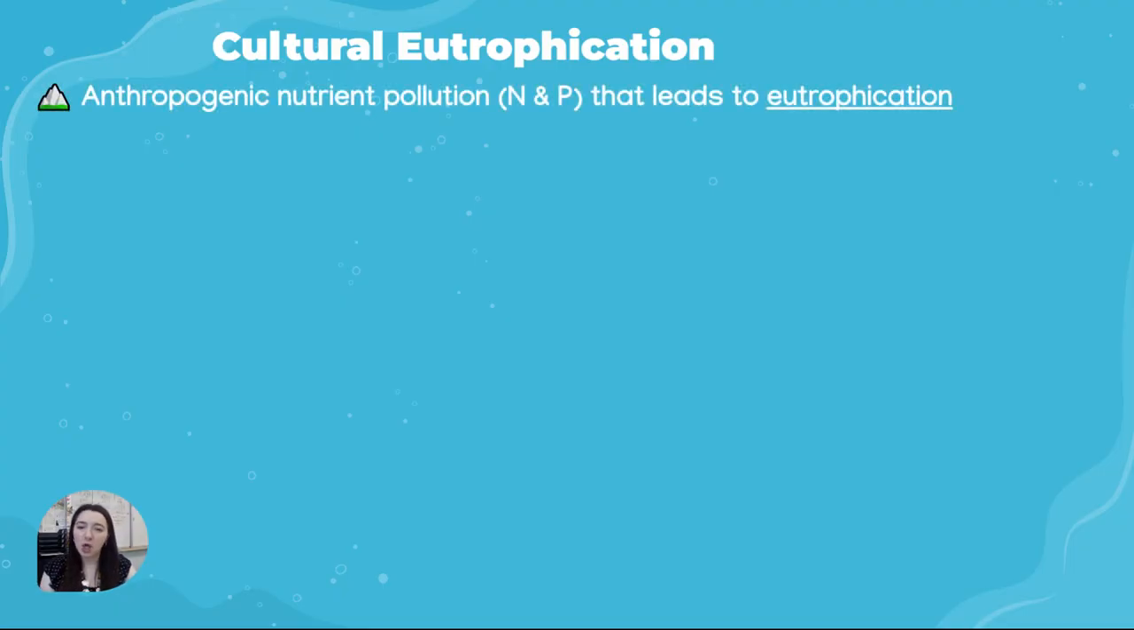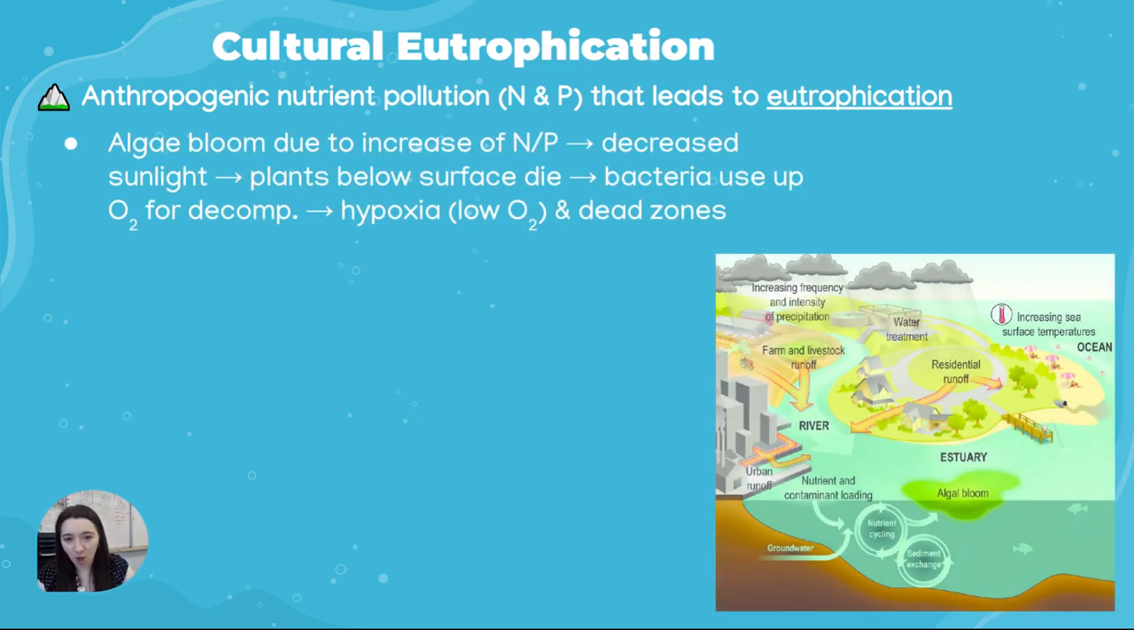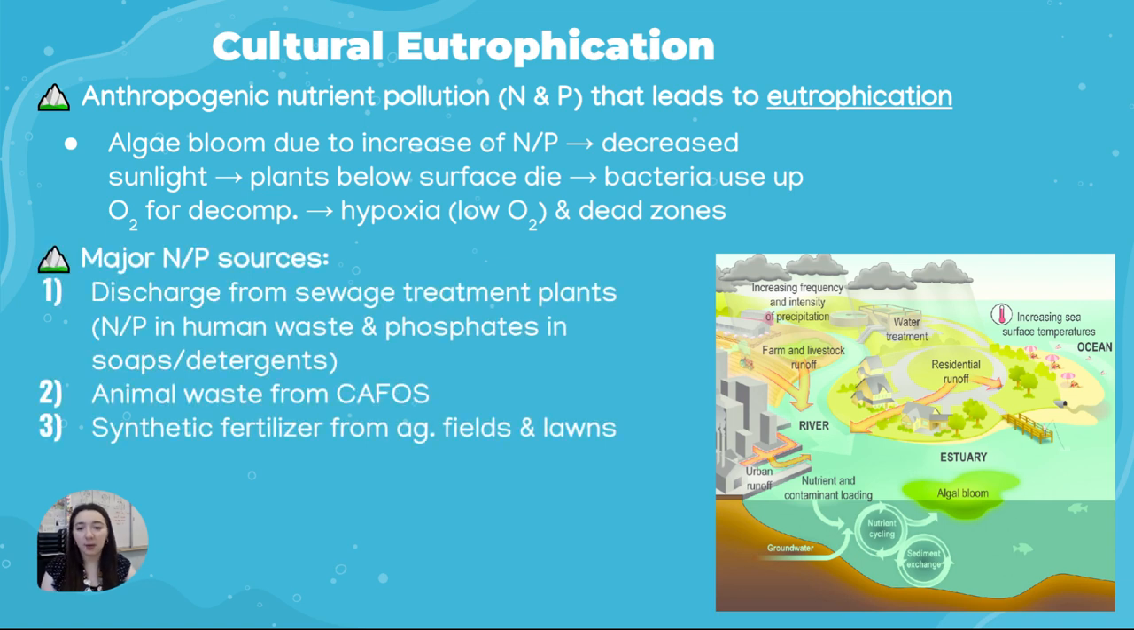Okay. So how do humans cause this? Anthropogenic, which is human-caused, nutrient pollution that leads to eutrophication can come from a few different things, primarily discharge from sewage treatment plants, animal waste from CAFOs, which are agricultural fields dedicated towards raising cattle. And another one is synthetic fertilizers for crops, which is something that we've discussed already heavily so far this year.